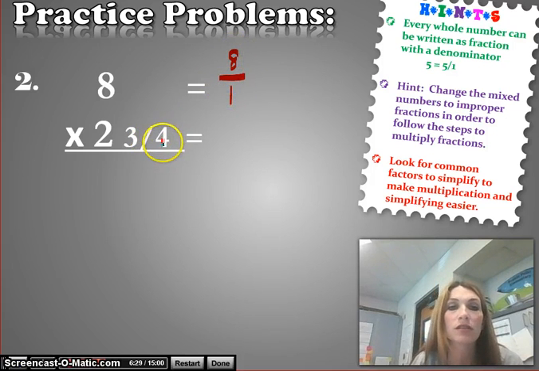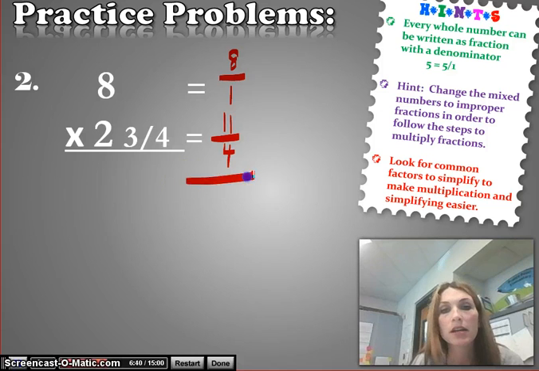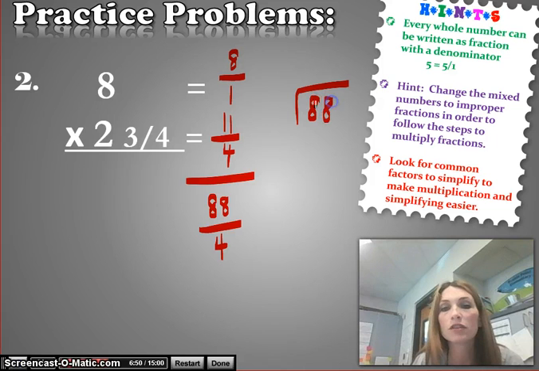Now I'm going to convert this: 4 times 2 is 8, plus 3 more is going to be 11 over 4, because that's my original denominator. Now I will multiply. 8 times 11 is 88, and 1 times 4 is 4. Okay, let's do our division to convert this back into a mixed number, except this time I think we're going to get a whole number answer.